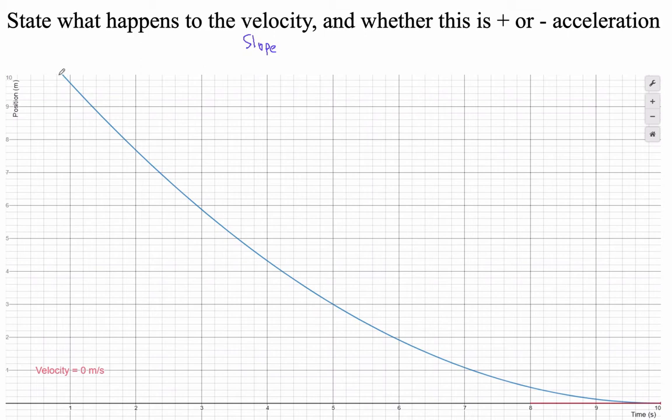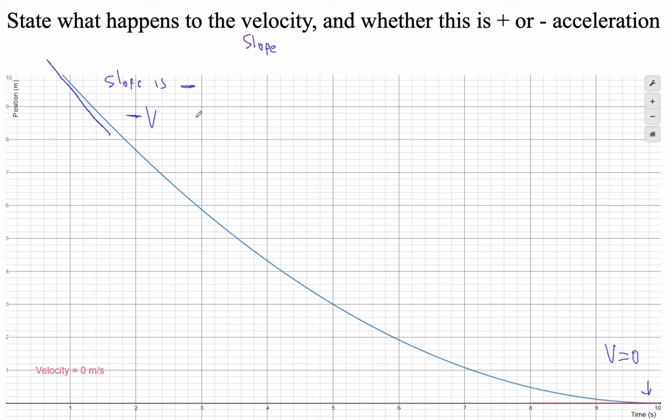So here we have a negative slope, right? If I could draw a nice straight line, we've got a negative slope, so the slope is negative. That means we have a negative velocity, right? And at the end here, you can see that the velocity actually gets to zero. So the velocity becomes zero, okay?